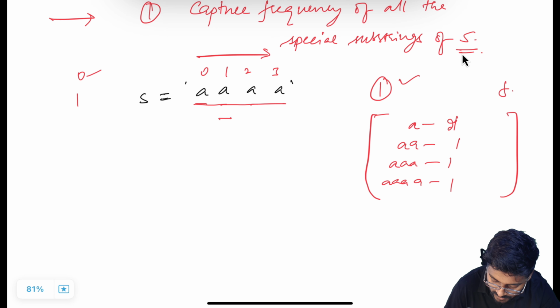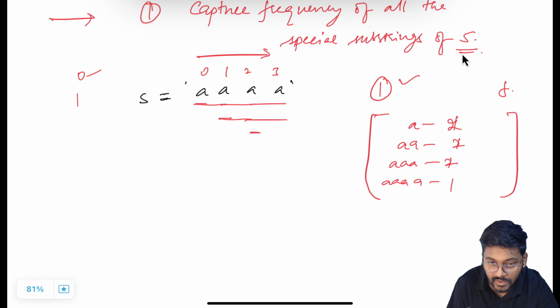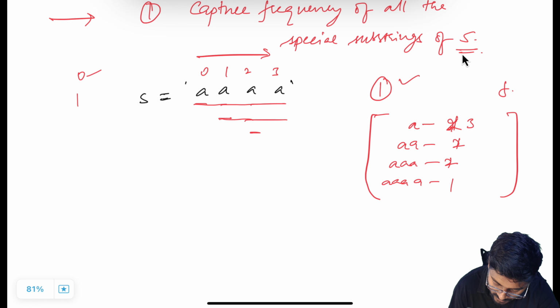So A is incremented by 1. A is coming 2 times. AA is coming 2 times. AAA is coming 2 times. Okay. And then all the spatial substrings starting with the second index. A is coming 3 times. AAA is coming 3 times.